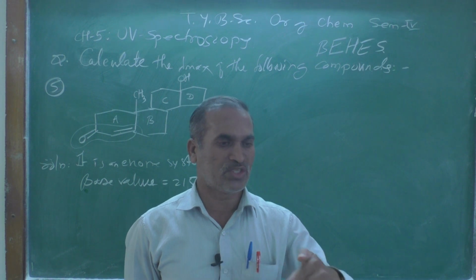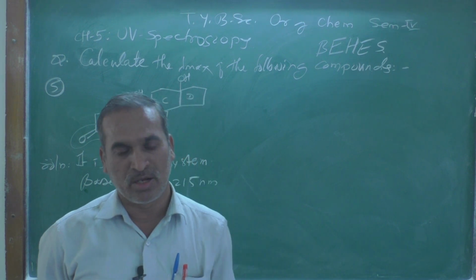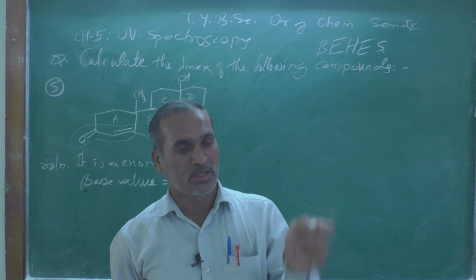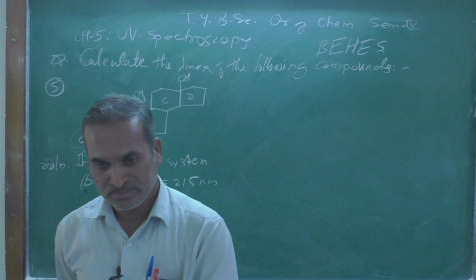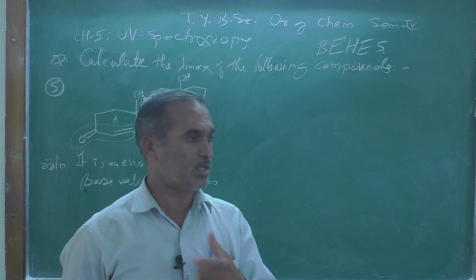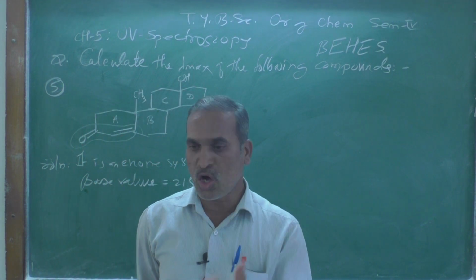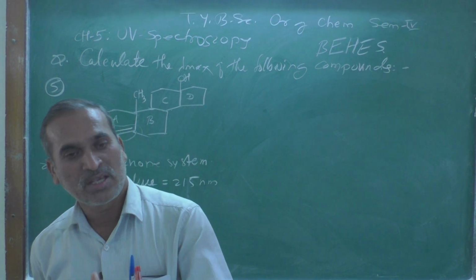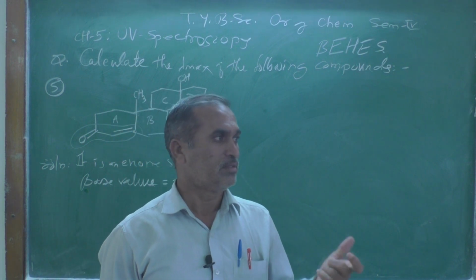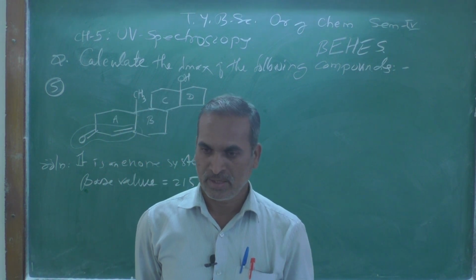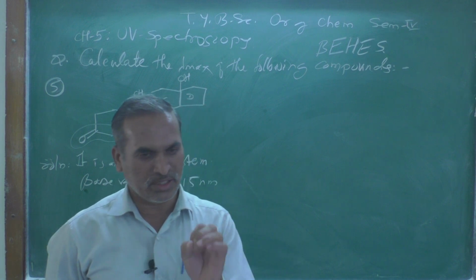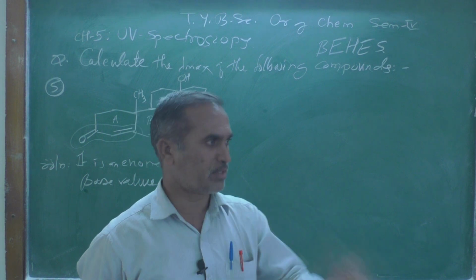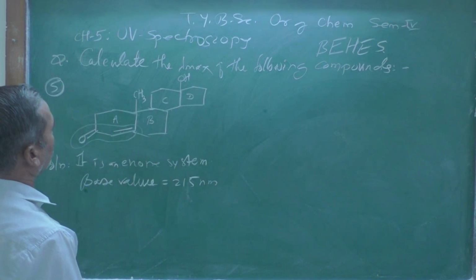Means the ring which is having the double bond outside, but that should be in conjugation. Then you can consider it as an exocyclic double bond. Otherwise, if it is not part of the enone system, if it is far from conjugation, then it is not considered as that exo double bond.